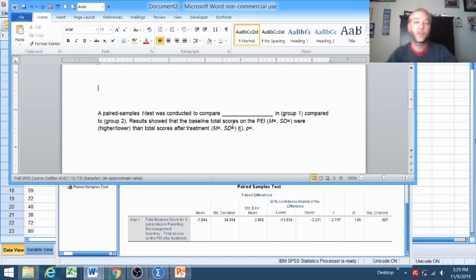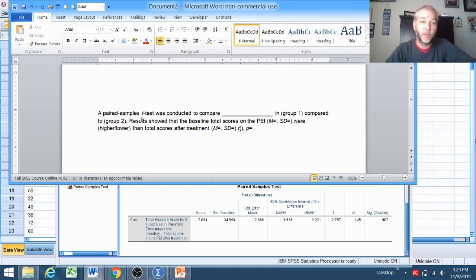Okay, so I've started to write this out, and it's going to look similar to the write-ups that we've done with the other t-tests. So just as a starting point, what we have here is a paired samples t-test was conducted to compare something in group 1 compared to group 2. Now we have only one group. This is only a template.